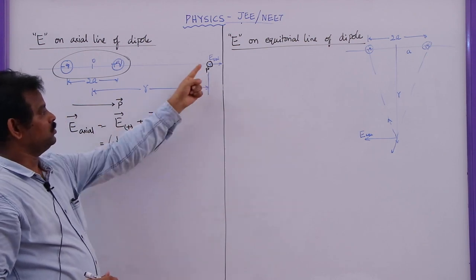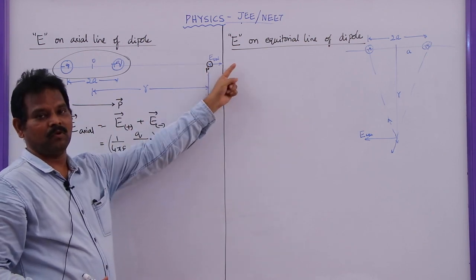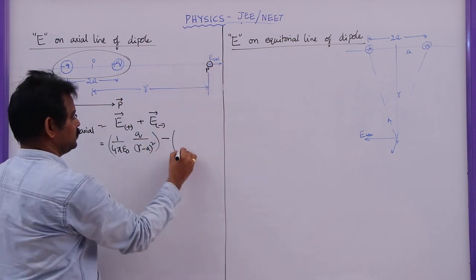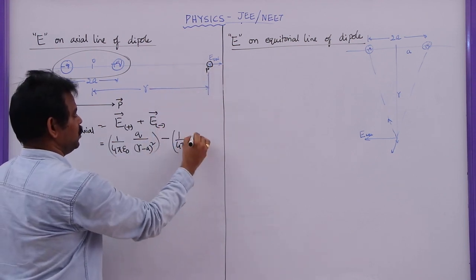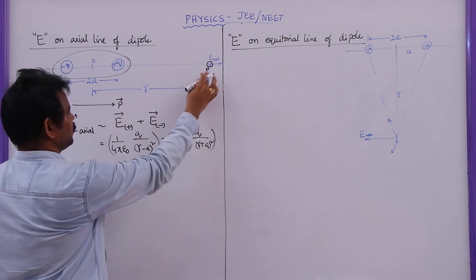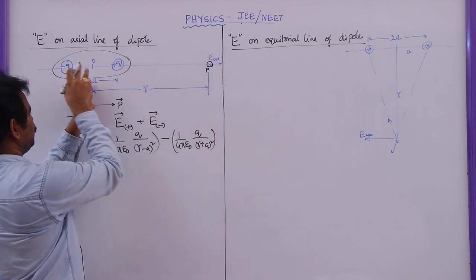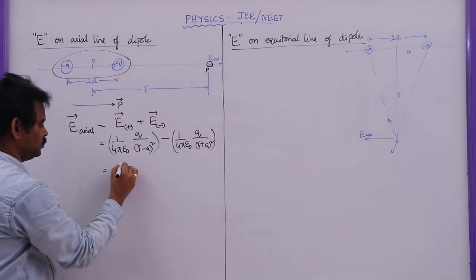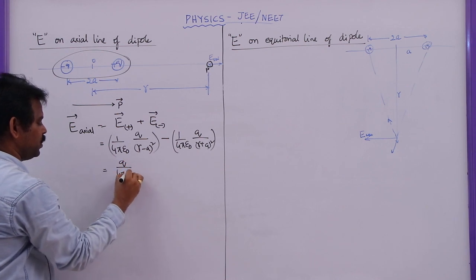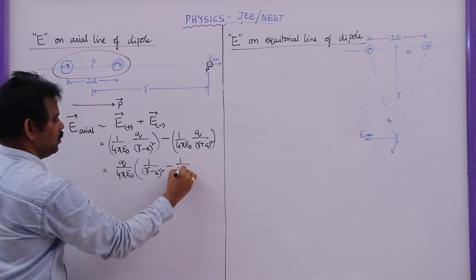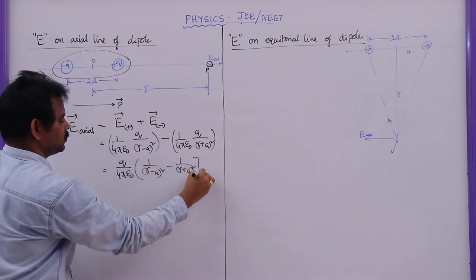Because electric field due to positive charge is in the direction of the dipole moment. Electric field due to negative charge will be opposite to this one. That's why minus 1 by 4 pi epsilon naught q by (R plus A) whole square, where the distance between this point and this is R plus A. So on simplification, we can write this as q by 4 pi epsilon naught, 1 by (R minus A) whole square minus 1 by (R plus A) whole square.